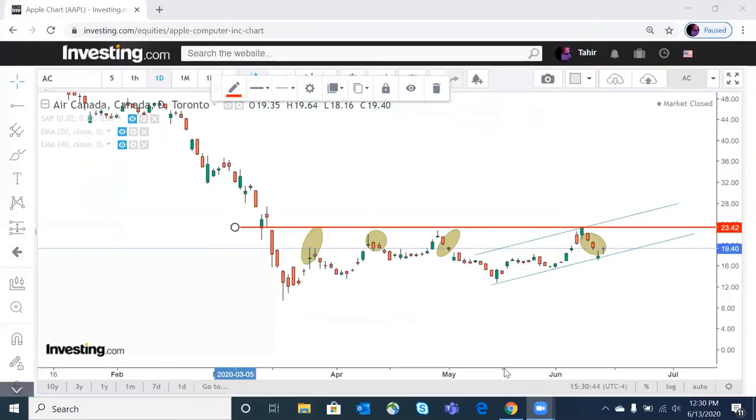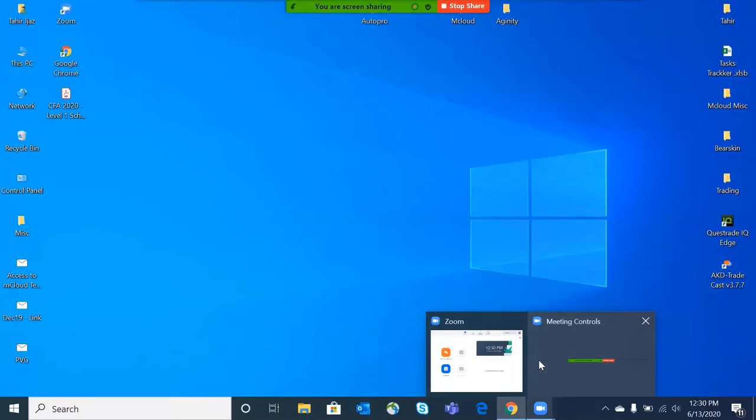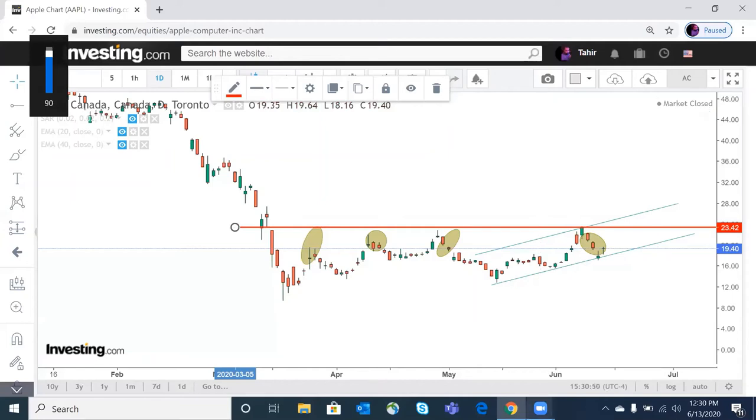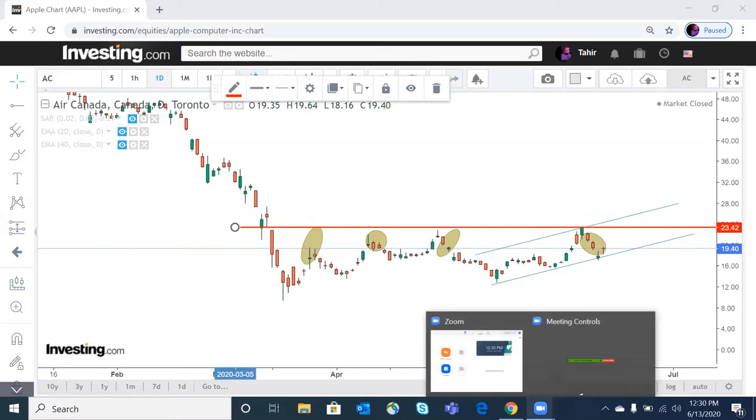So what do you suggest? Currently it's at 19.5. Do you suggest buying it now so that it can reach 22, 23, and then you sell it off? I lost you in between. Can you repeat the two questions? So do you suggest buying it now, at $19.5, and selling it when it reaches 23?